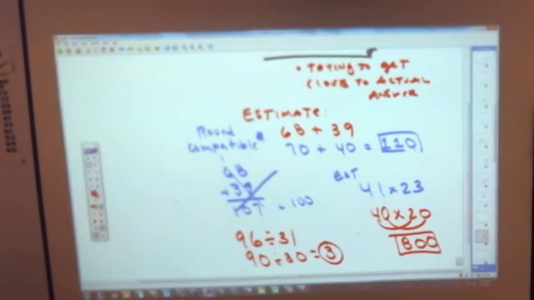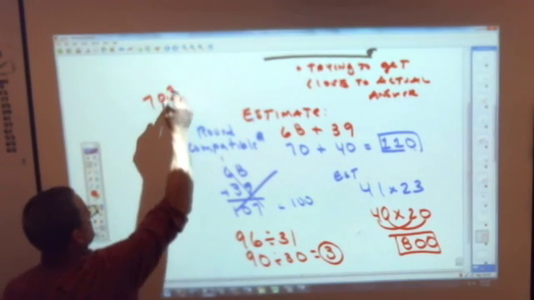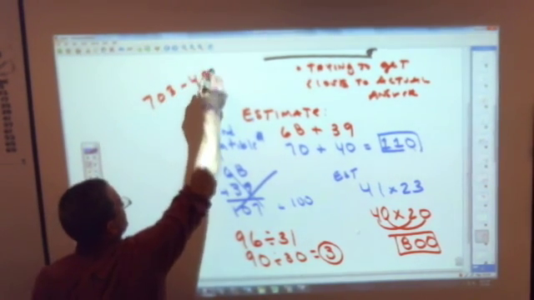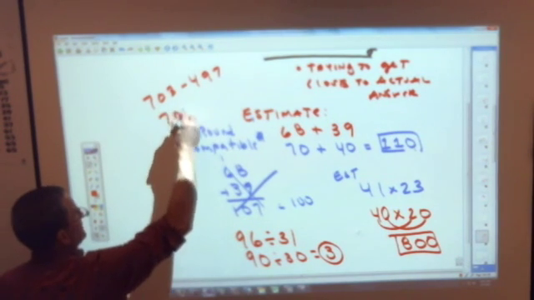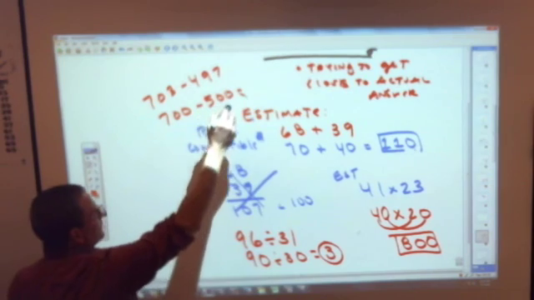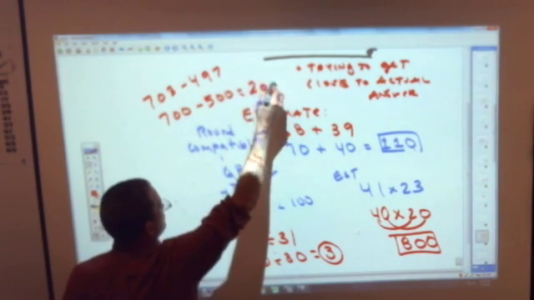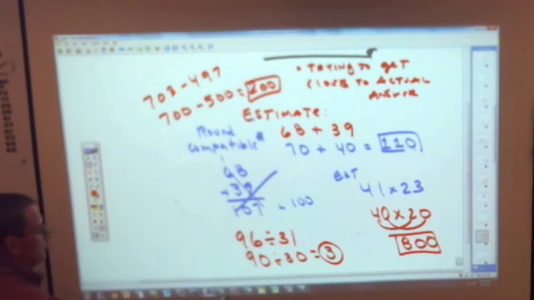What about 703 minus 497? 703 minus 497. What numbers would you round to? What would be the best compatible numbers? Sam? 70 and 50. Well, I think 700 and 500, right. And you could probably do 700 minus 500, and that's 200. So I think you kind of get the gist of that.